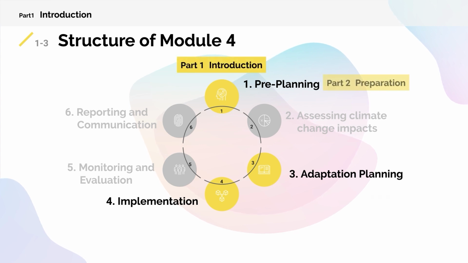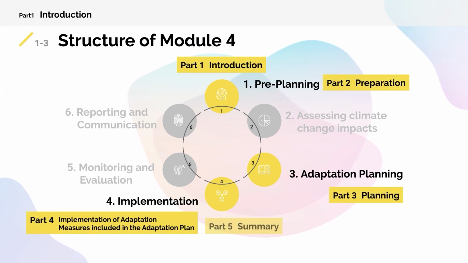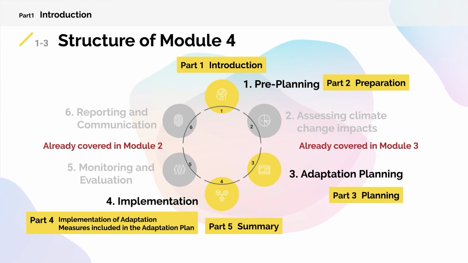While focusing on the three core components of ISO 14092, namely pre-planning, adaptation planning and implementing adaptation measures included in the local adaptation plan, Module 4 will also focus on informative information, best practices and relevant factors for local governments and communities. More detailed and specific information on Chapters 1 to 4 and 9 and 10 of ISO 14092 and Assessing Climate Change Impacts on Chapter 6 will be presented in Modules 2 and 3, respectively.